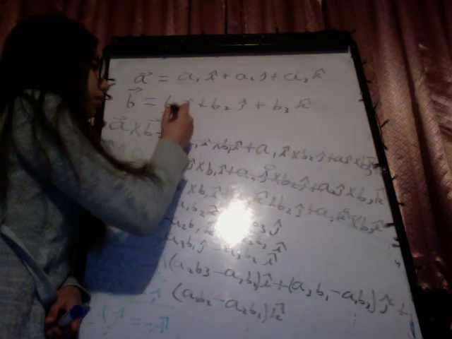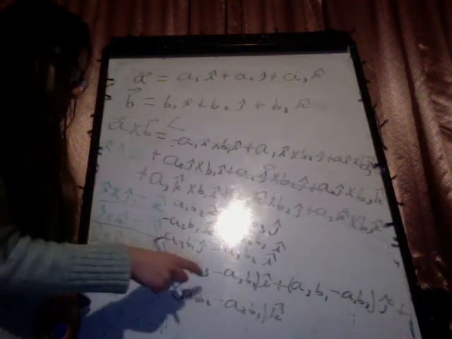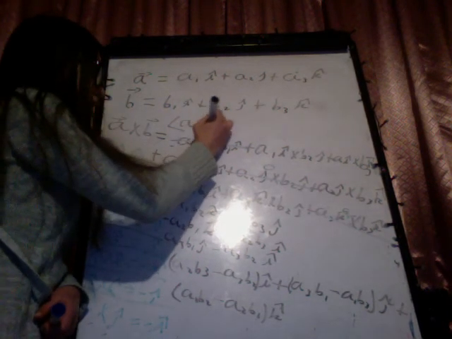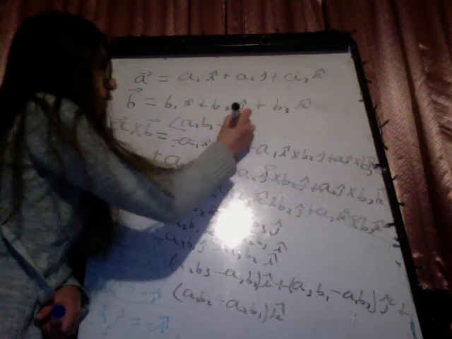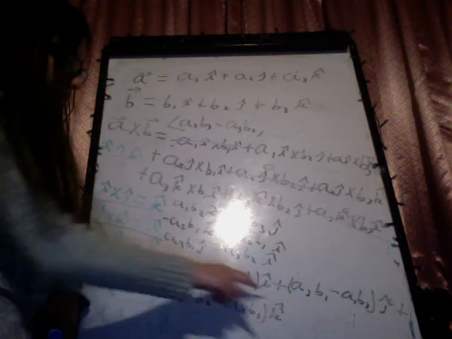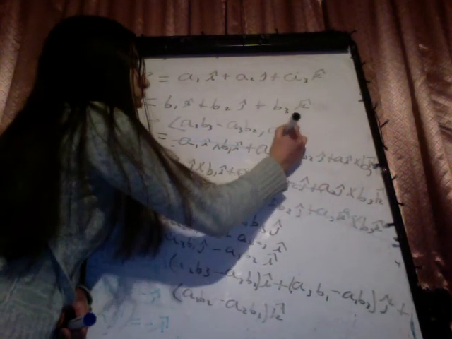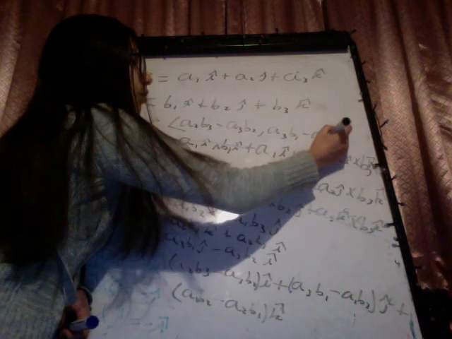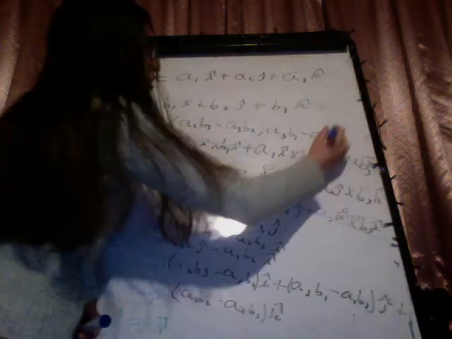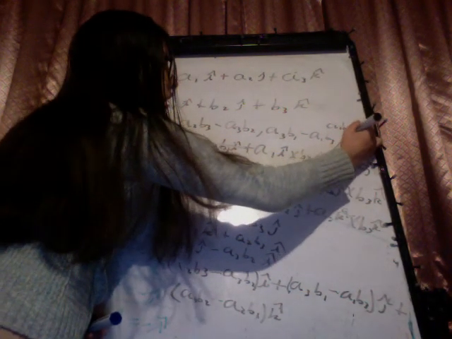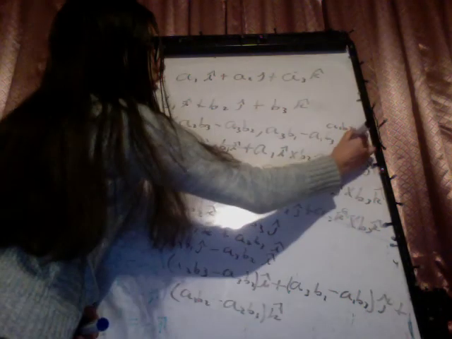So now let's put it in components. We have A cross B is equal to the vector: in the I component we have A2 B3 minus A3 B2, in the J component we have A3 B1 minus A1 B3, and in the K component we have A1 B2 minus A2 B1. So that's the cross product.